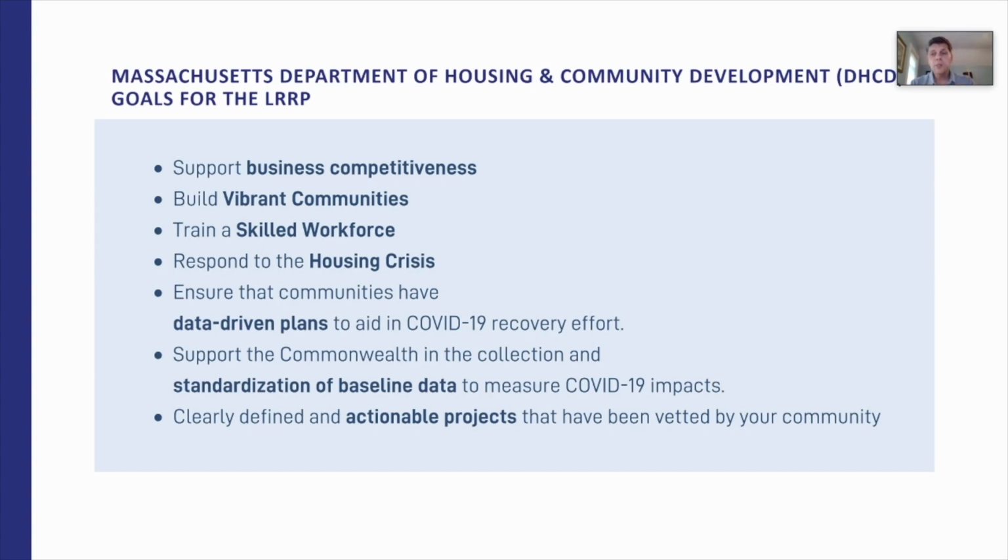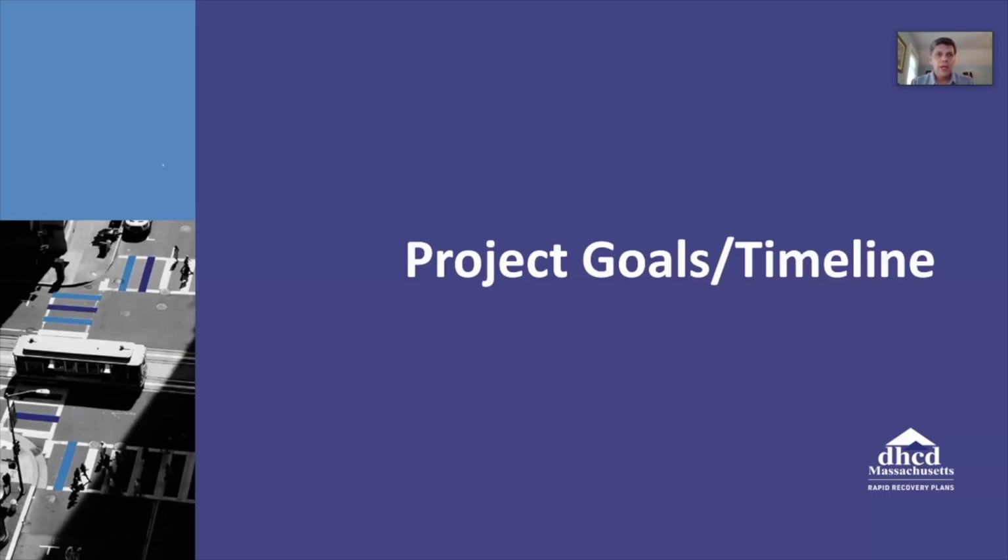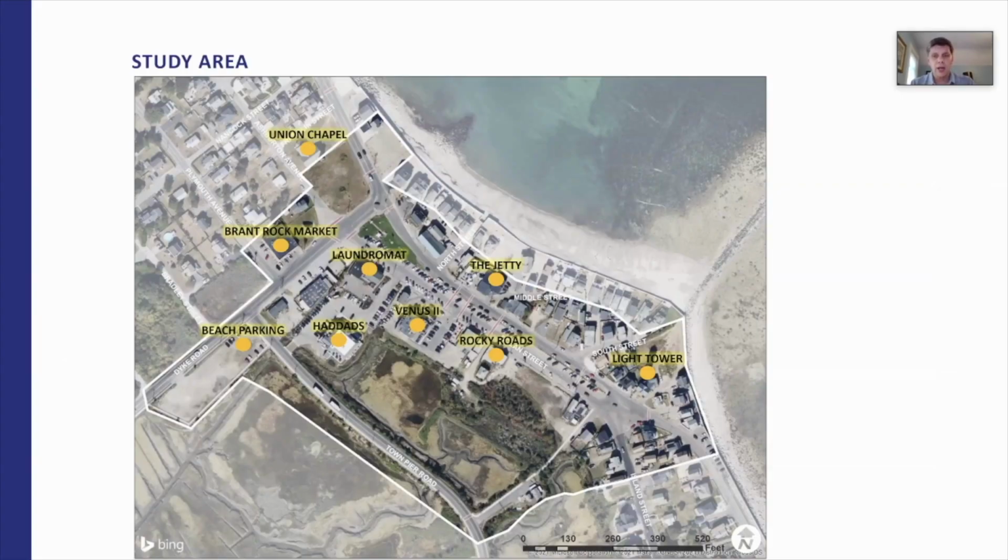So let's talk specifically about Brant Rock. The next slide is the study area for Brant Rock. It's focused almost exclusively on the commercial district, with everything from the green of the Union Chapel on the north down through Town Pier Road on the south, the Light Tower on the east, beach parking on the west. And while it includes some residences in that boundary, we're really only focused on the business environment. We want to know how it connects to the residential environment, but truly we're really focused on the commercial and economic aspects of Brant Rock.